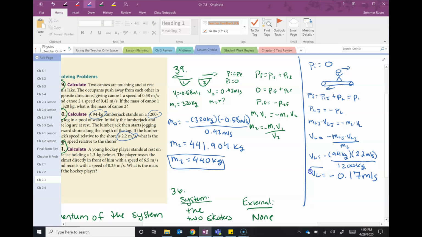meters per second. Do note the fact that we already noticed the log was going to move in the opposite direction of the lumberjack. Since the lumberjack had a positive velocity here, the velocity of the log is going to be negative.